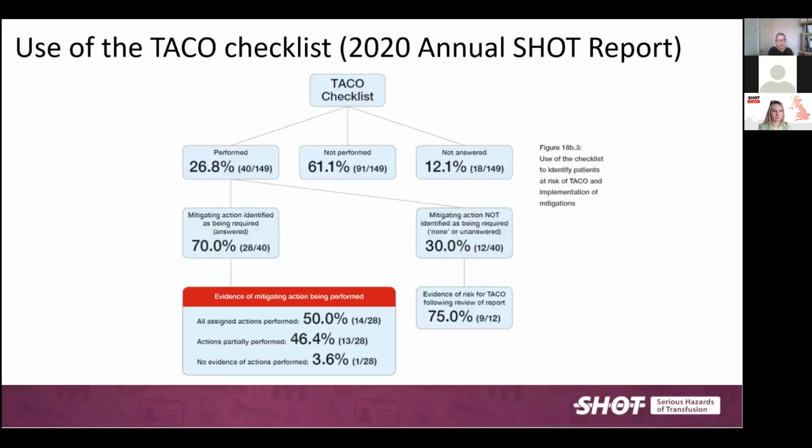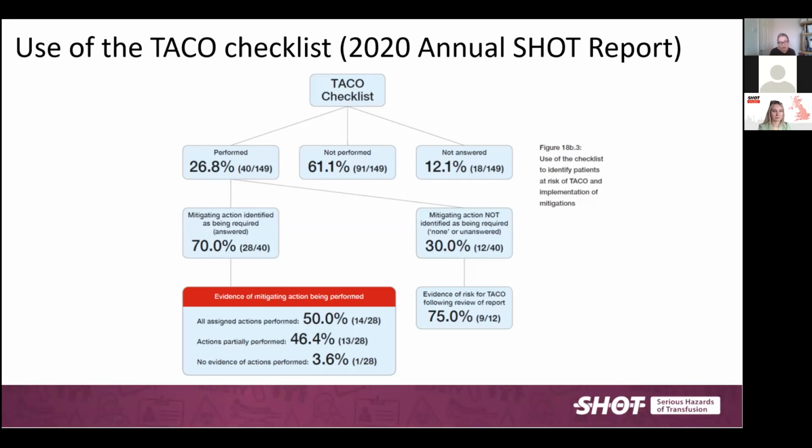So, use of the TACO checklist. Well, this was slightly underwhelming, unfortunately, but let me share that data with you. We found that it was performed in about 27% of cases, and of those cases where it was performed, in 70 cases, a mitigating action was identified as being required. But in only 50% of those cases were all of the actions performed as intended.